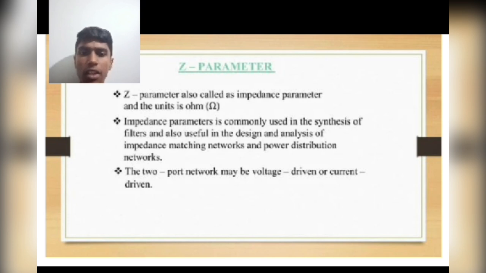Z parameter. Z parameters are also called impedance parameters, and the unit is ohm. Impedance parameters are commonly used in the synthesis of filters, and are also useful in the design and analysis of impedance matching networks and power distribution networks. The two-port network may be voltage driven or current driven.